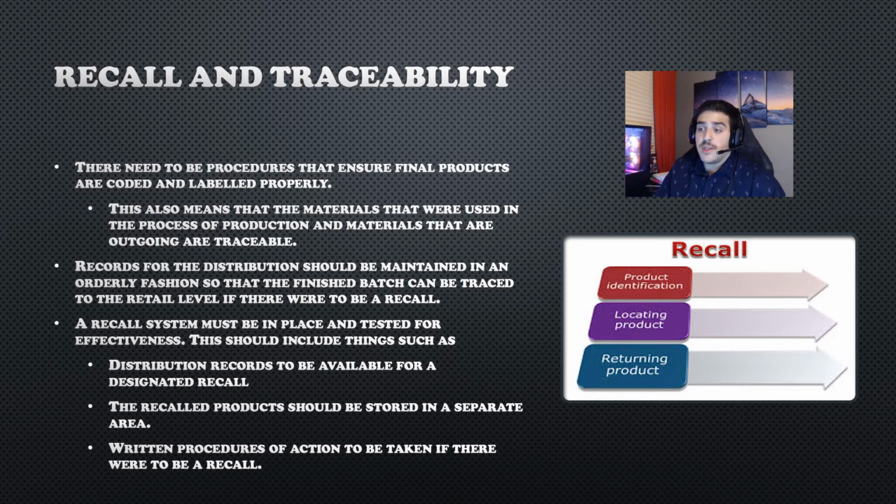A recall system must be in place and tested for effectiveness. This should include things such as distribution records to be available for designated recall. The recalled product should be stored in separate areas, and written procedures of action to be taken if there were to be a recall. So it is very important to keep everything organized just in case you were to have a recall so that you had everything ready and you had everything tracked to know where it was going or where it's at. On the right is a little diagram showing recalls, just a simplified version showing the product identification, locating the product, and then returning the product back that is on recall.